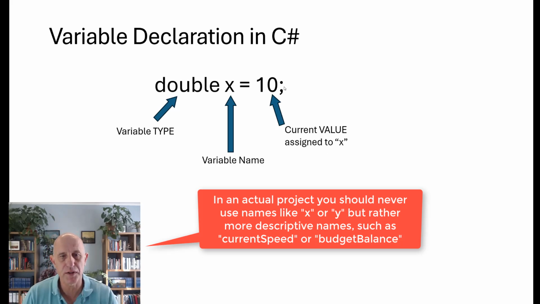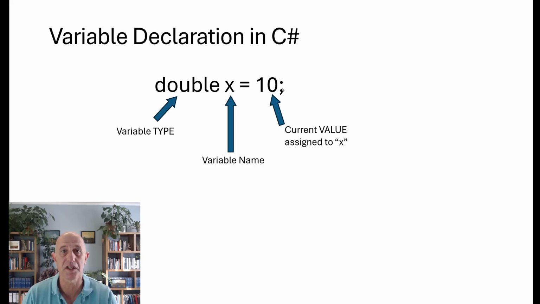Now you don't have to do this in C#. You can just put your semicolon, which signifies the end of a line of code. That's also quite important. You can just put it behind the X, but typically you would do this to assign a value to the variable, an initial value, when you declare it.